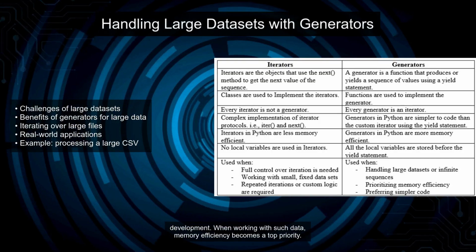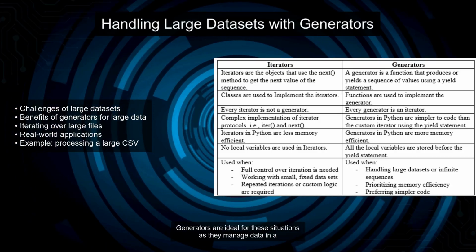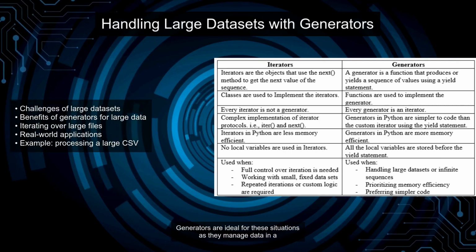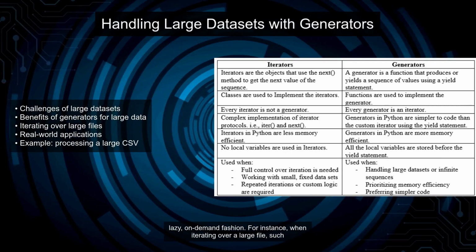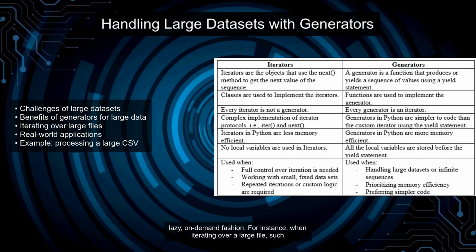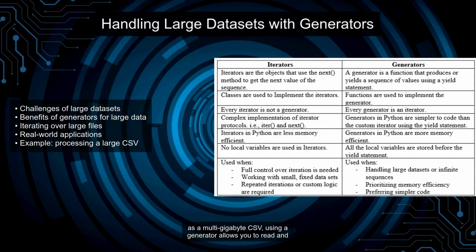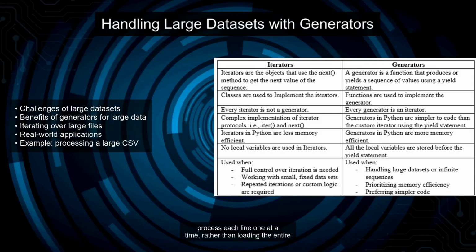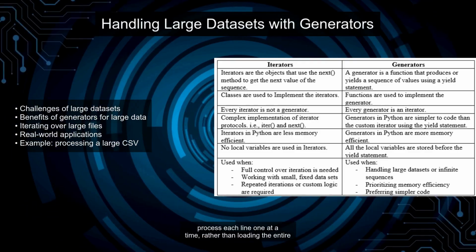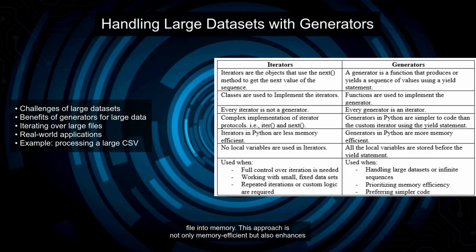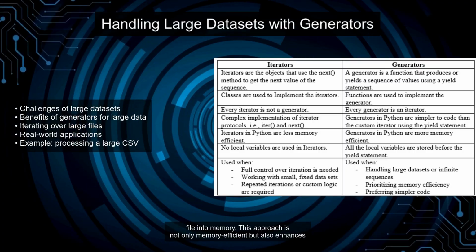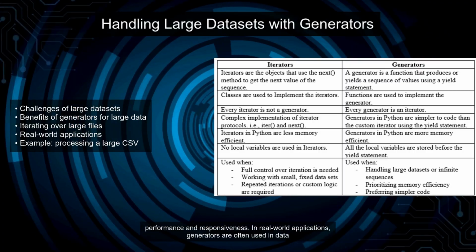Handling large datasets is a common challenge in data science and software development. When working with such data, memory efficiency becomes a top priority. Generators are ideal for these situations as they manage data in a lazy, on-demand fashion. For instance, when iterating over a large file, such as a multi-gigabyte CSV, using a generator allows you to read and process each line one at a time, rather than loading the entire file into memory. This approach is not only memory efficient but also enhances performance and responsiveness.